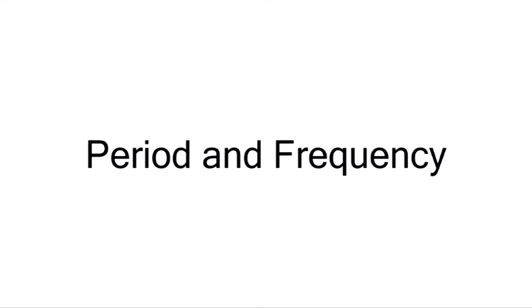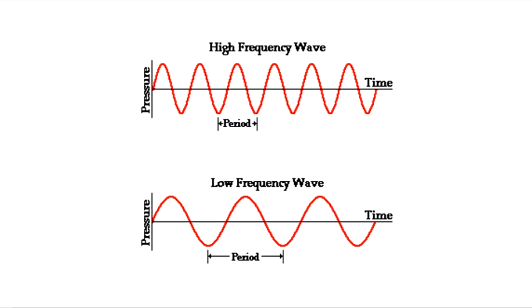Period is how long it takes for one cycle to complete itself. An example would be a wave. The period goes from trough to trough or from crest to crest.